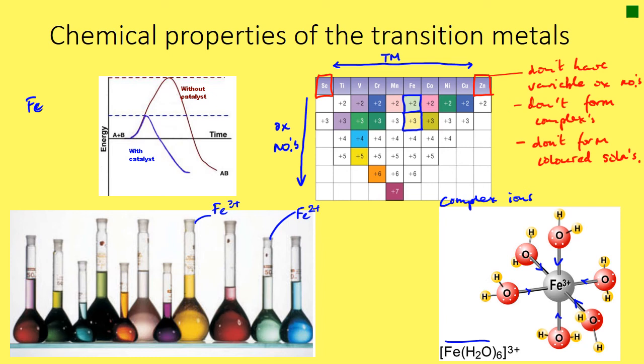That's the first one. The second one is that they form coloured solutions when they're dissolved. So for example, if we're sticking with iron, iron 2+ is a pale green colour, whereas iron 3+ is a yellow colour. And there you can see the colours of various other different transition metal ion solutions. So they form colours, and that's also because of their incomplete D subshells.